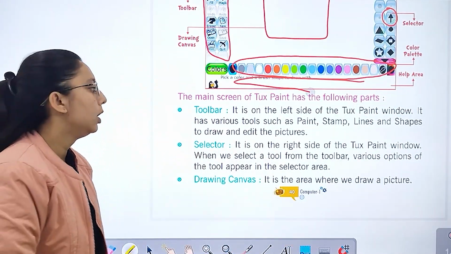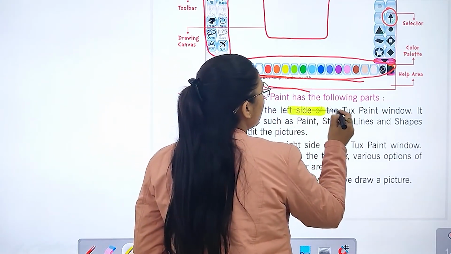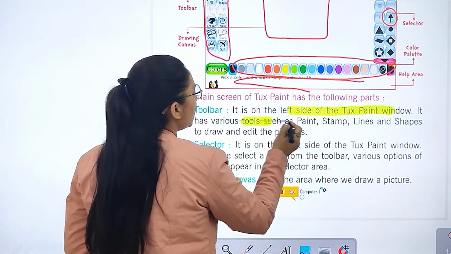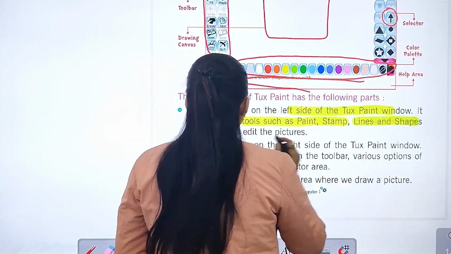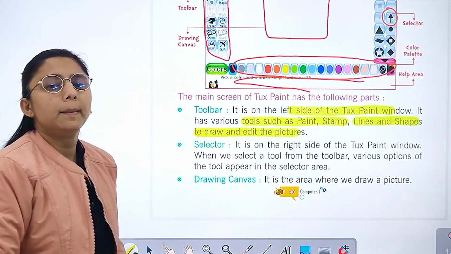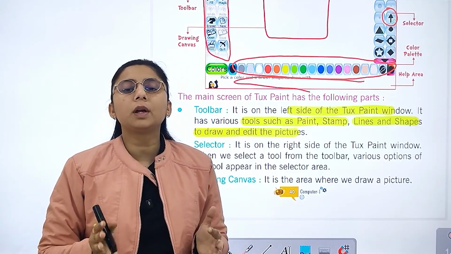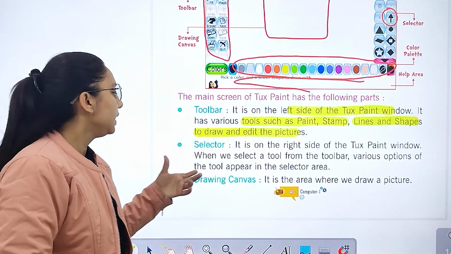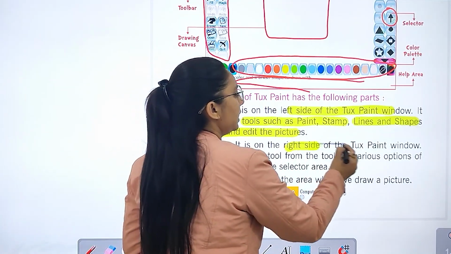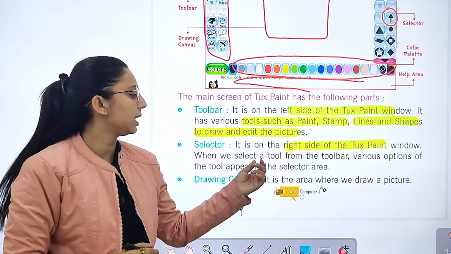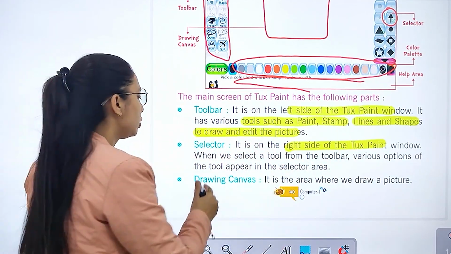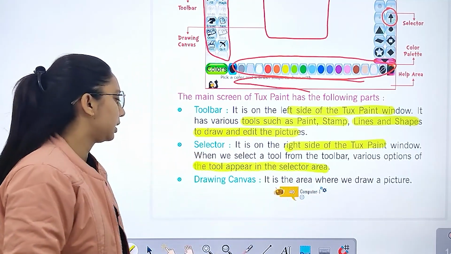First is the toolbar. It is on the left side of the Tux Paint window. It has various tools like paint, stamp, lines, shapes to draw and add to the picture. In this you can draw, and you can also edit different pictures. Then we have the selector, which is on the right side, as I have shown you, right? When we select a tool from the toolbar, various options of the tool appear in the selector area.